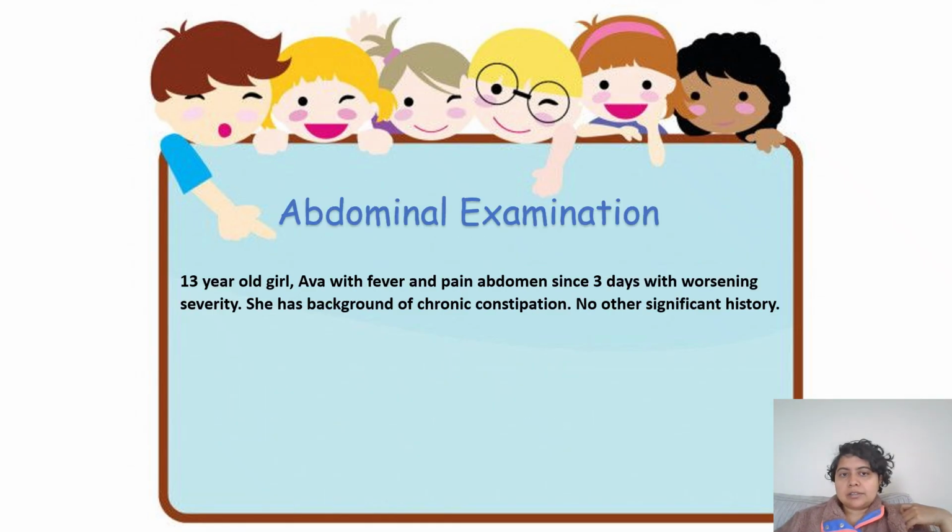Right, let's go to the next examination. That would be your abdominal examination. So this is 13-year-old Ava with fever, pain abdomen since 3 days with worsening severity, has a background of chronic constipation and no other significant history. Pause the video, have a thought about how you want to approach, and then you can play the video back and see if you have missed anything in examining her.